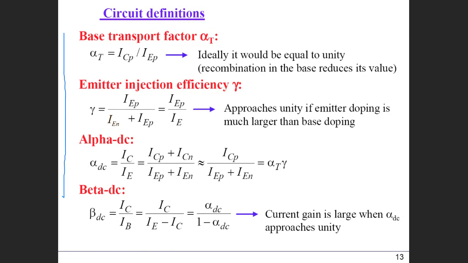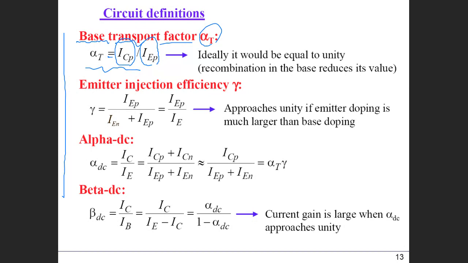So one is what we call the base transport factor, defined as alpha t. The definition of this parameter is as shown here. As you can see, this is the total hole current out of the total hole current in the emitter side.